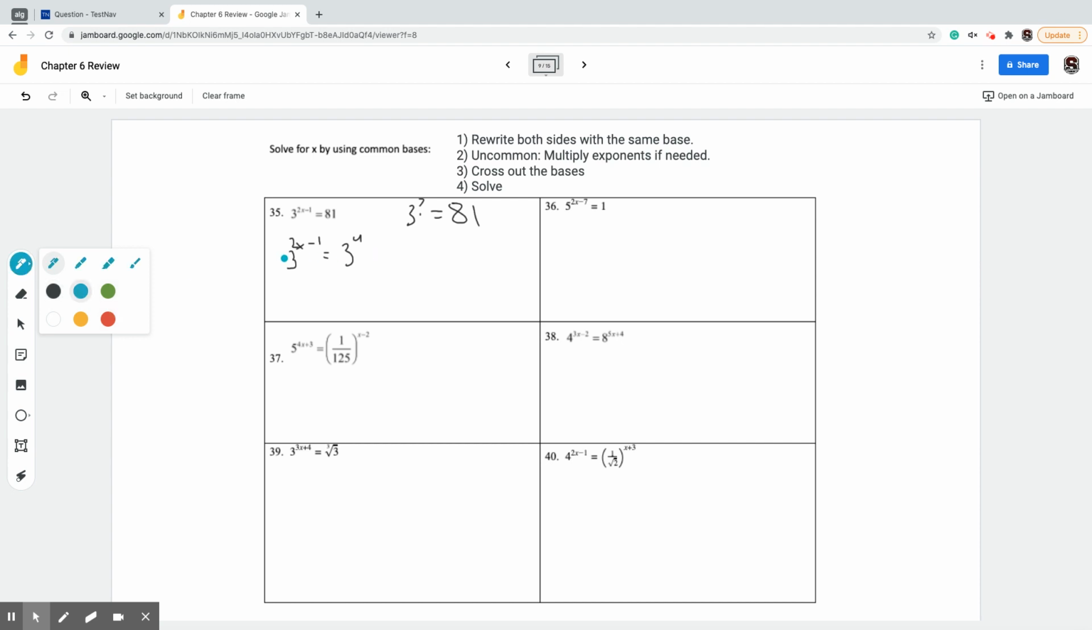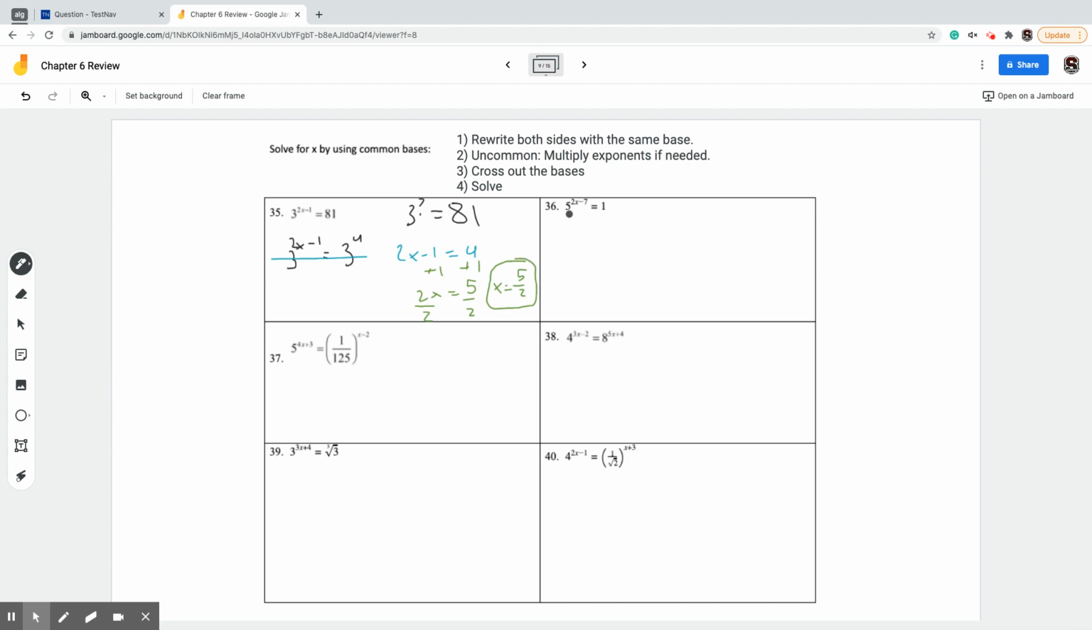What I can do is I can now cross out my bases. And my new equation is 2x minus 1 equals 4. So I'm going to simply solve that like usual. Plus 1, 2x equals 5. And it's very common for this type of example to get a fraction answer, 5 halves. I'm fine with that. 2.5, whatever you want, that's fine by me.